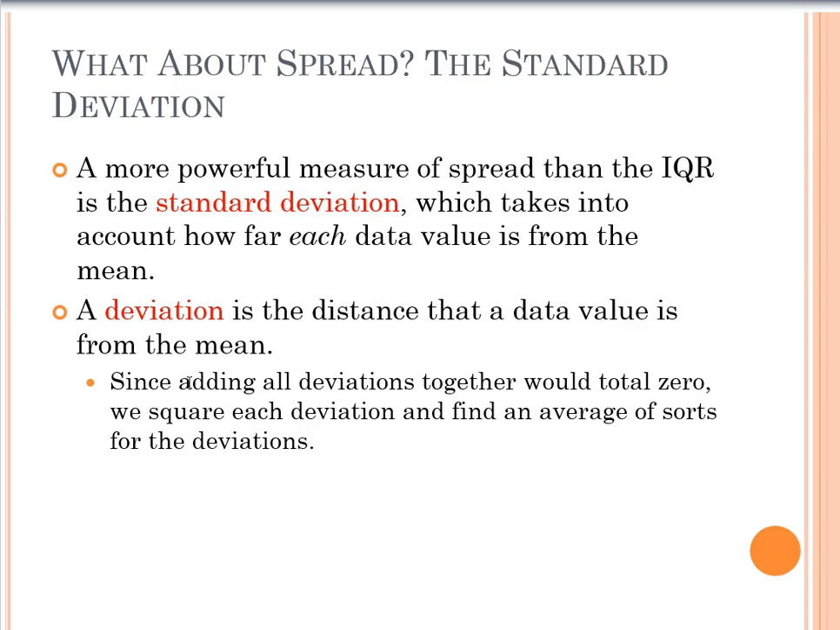So this measure of spread takes into consideration how far away each observation is from the average. So you can see here it says the average of those deviations. So what we're going to do is take the distance that each observation is from the mean and add those up and divide by how many observations we have.